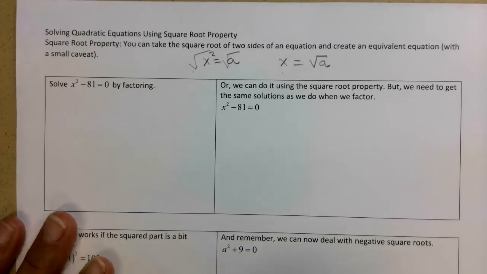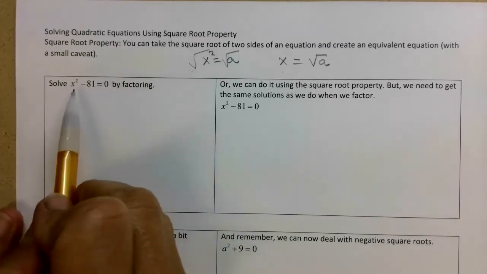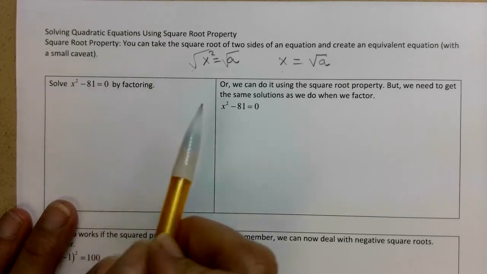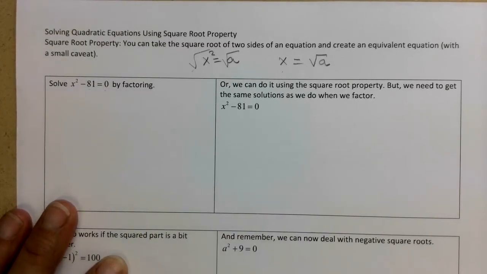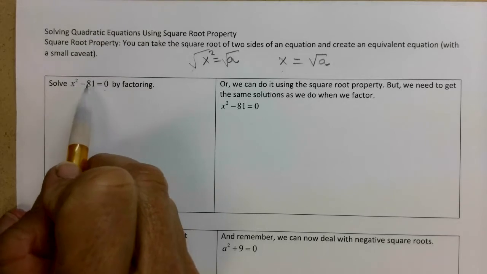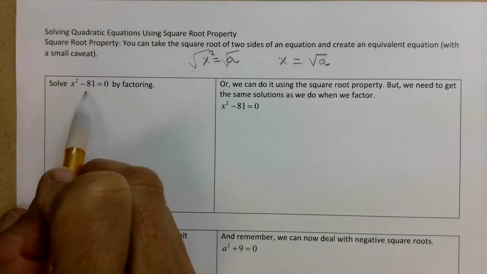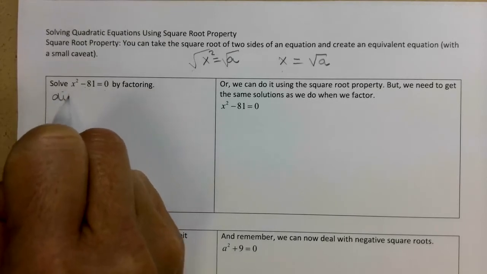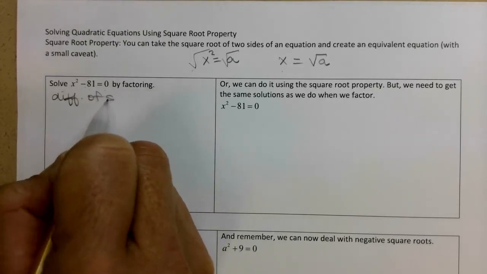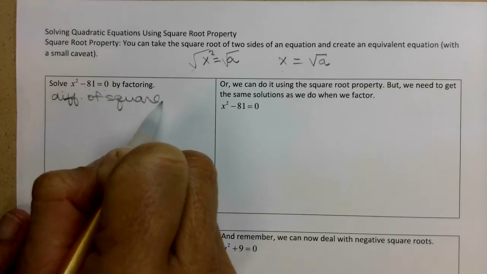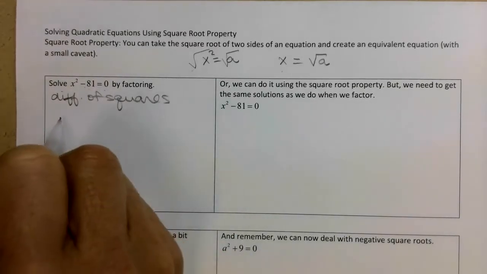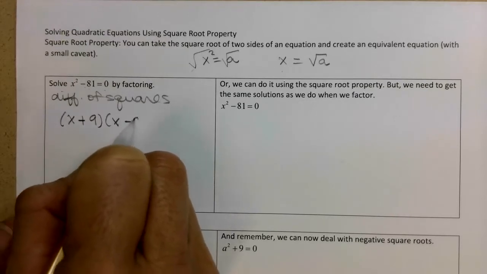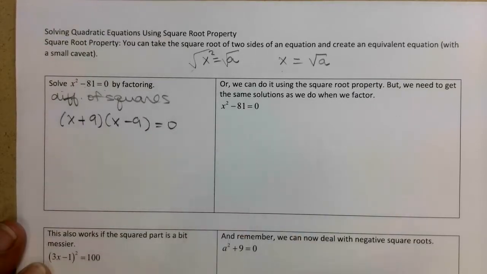Okay, so let's start by solving the equation x squared minus 81 equals 0, and let's solve it by factoring. I have two terms, I'm subtracting, and I don't have the x term. This is that difference of squares model. When we factor a difference of squares, remember, x plus 9 times x minus 9 equals 0.